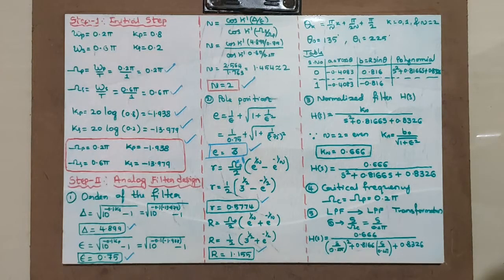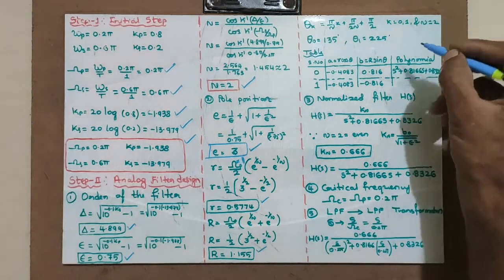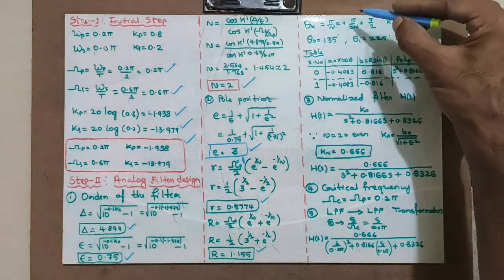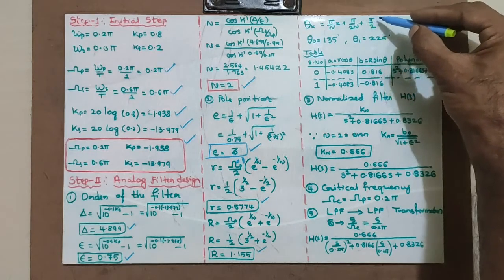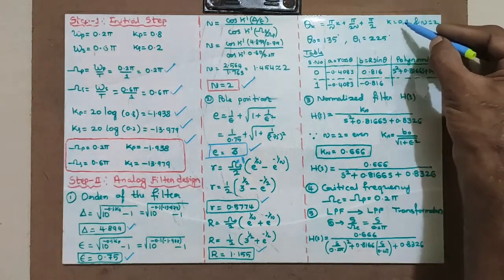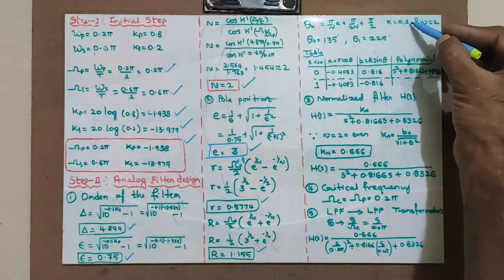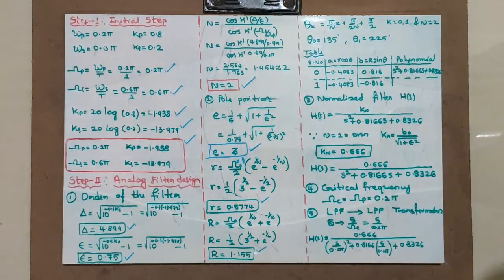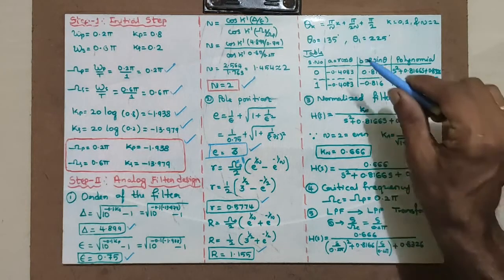You have to do that and show the pole position. Then theta k can be found by pi by n into k plus pi by 2n plus pi by 2, with k value 1 lesser than n, hence 0 and 1. Theta naught is 135 and theta 1 is 225. Then I will be just using a tabular form here so as to find the a and b values.